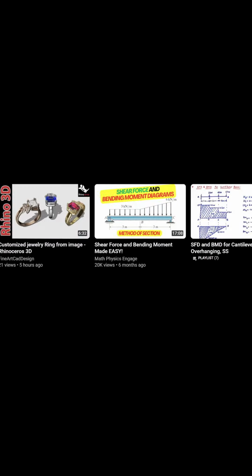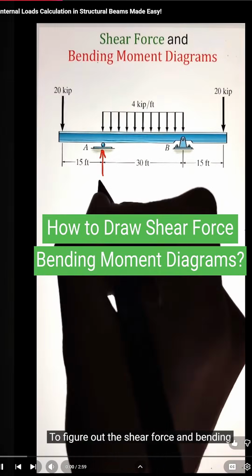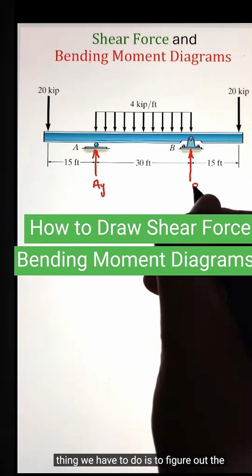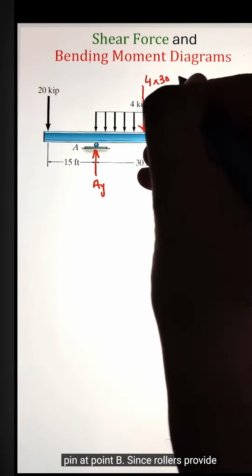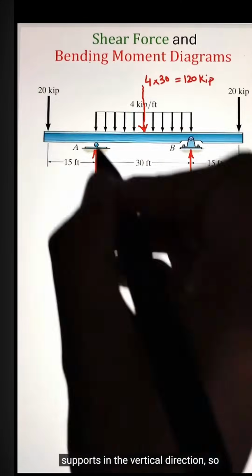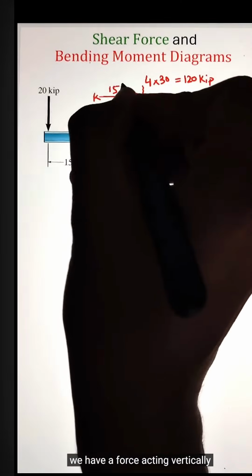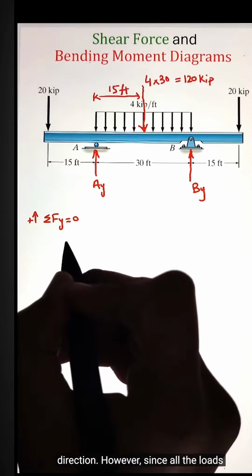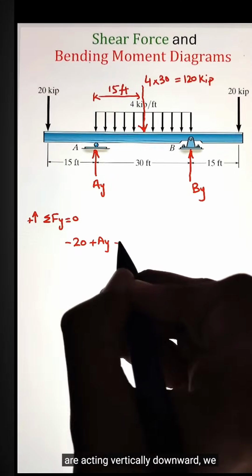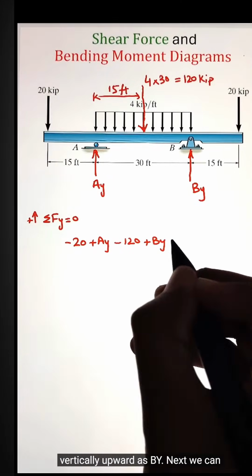In order to figure out the shear force and bending moment diagram, the very first thing we have to do is to figure out the support reactions. Here we have a support of roller at point A and a pin at point B. Since rollers provide support in the vertical direction, we have a force acting vertically upward as AY, whereas a pin provides support in both horizontal and vertical directions. However, since all the loads are acting vertically downward, we will have the support reactions only going vertically upward as BY.